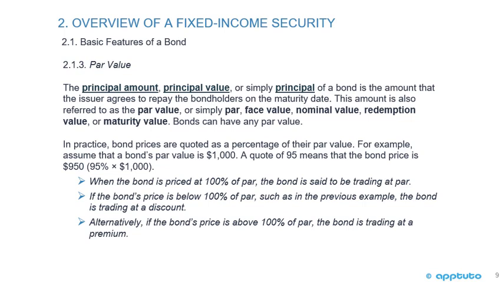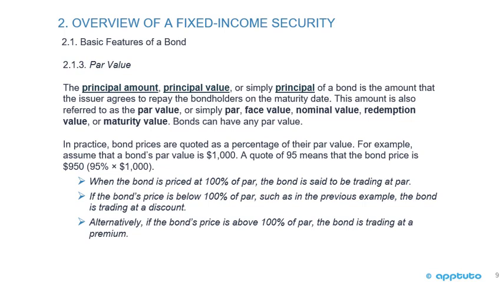In practice, bonds are quoted as a percentage of their par value. This is important to understand. For example, assume that a bond's par value is $1,000. A quote of 95 means that the bond price is $950, 95% times 1,000. Be careful in certain practice questions. A lot of times we use $1,000, but you'll also see sometimes $100 being used. So you need to be a little bit careful. The quote is in percentages, not in terms of dollars.